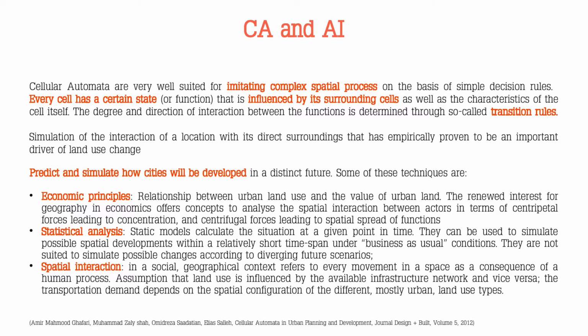Read this slide together. In the urban analysis and in the urban simulation, the cellular automata could concern techniques like economic principle, statistical analysis, and spatial interaction. For example, the economic principle: the relationship between urban land use and the value of urban land. The renewed interest for geography in economics offers concepts to analyze the spatial interaction between actors in terms of centripetal forces leading to concentration and centrifugal forces leading to spatial spread of function.